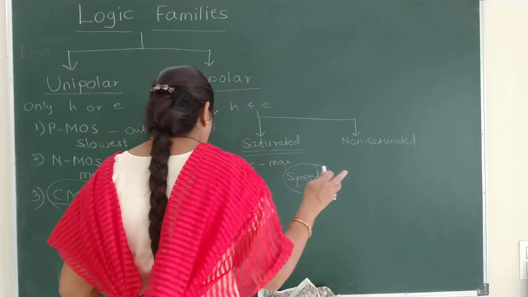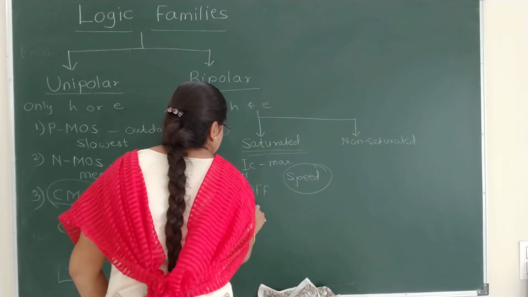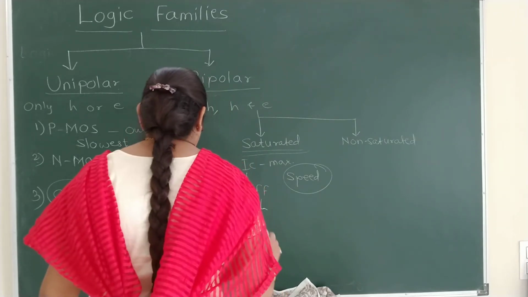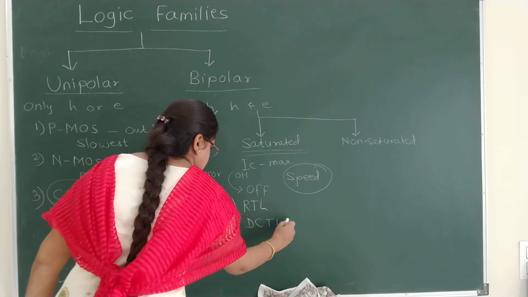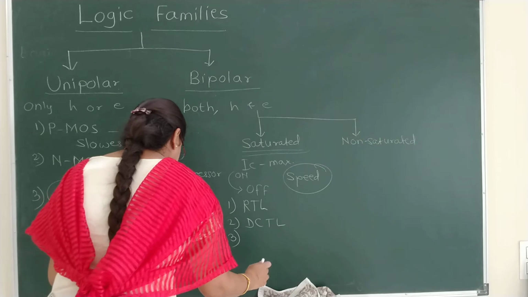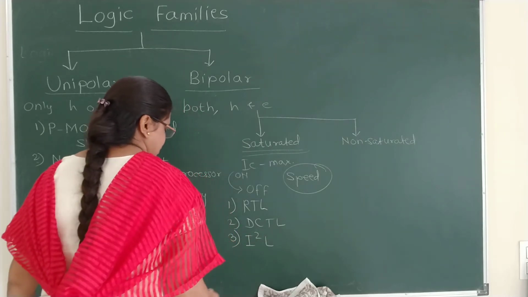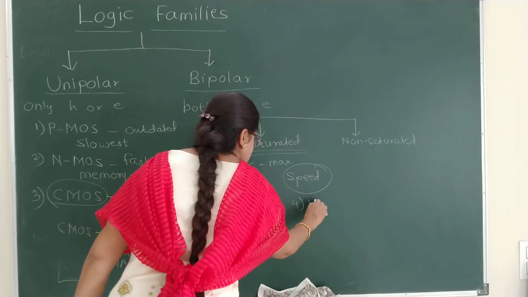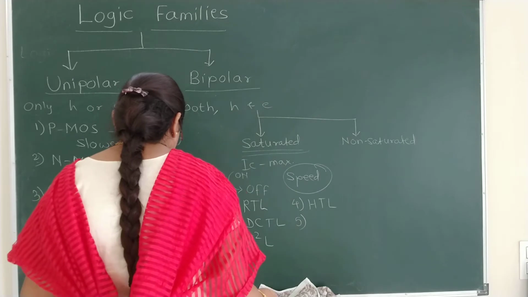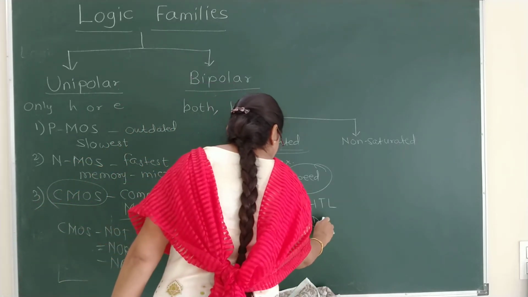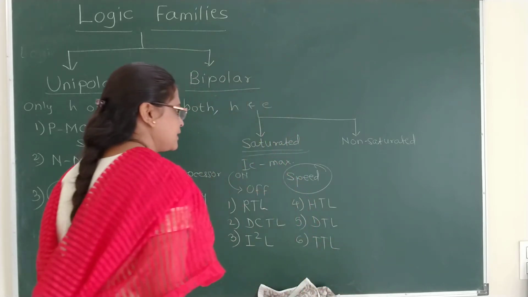So what are the saturated bipolar logic families? First one, RTL, resistor transistor logic. Second one, DCTL, direct coupled transistor logic. Third one, I square L, integrated injection logic. Fourth one, HTL, high threshold logic. Fifth one, DTL, diode transistor logic. And sixth one is TTL, transistor transistor logic.